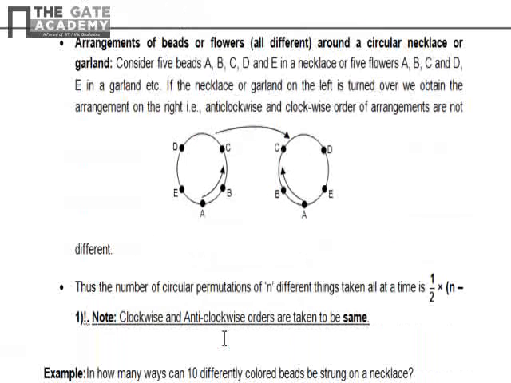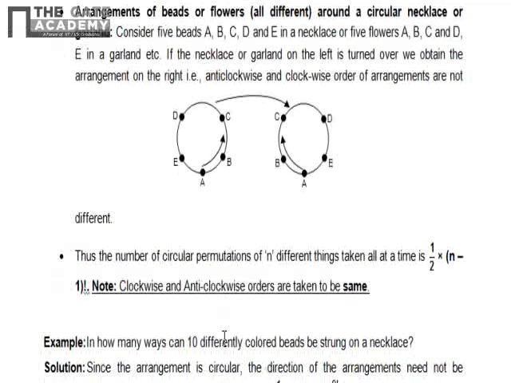Now this is another concept: if you want to arrange beads or flowers around a garland or a necklace, the only difference between the above concept and this one is that here clockwise and anti-clockwise permutations are the same, because you can turn the garland over and see it from the back side also. So here the total number of permutations will be half of n minus 1 factorial.